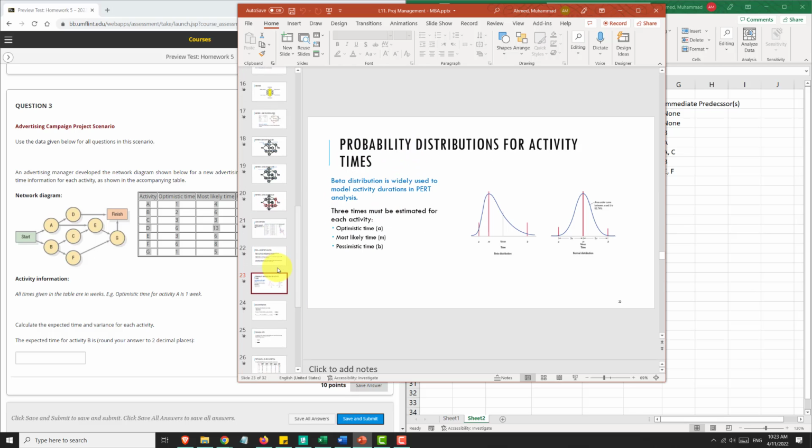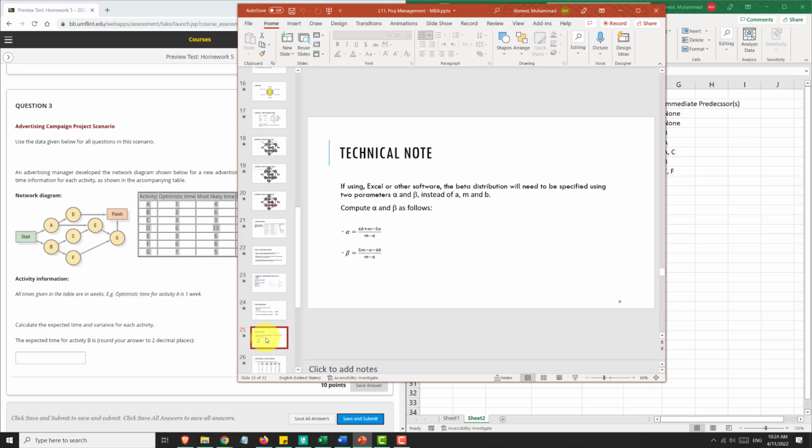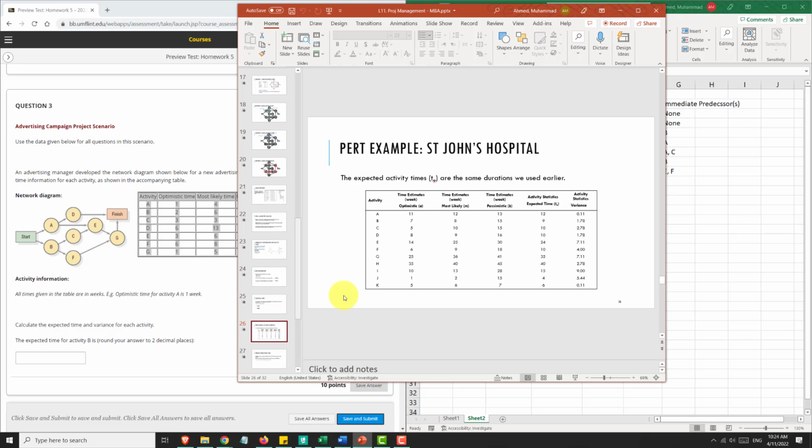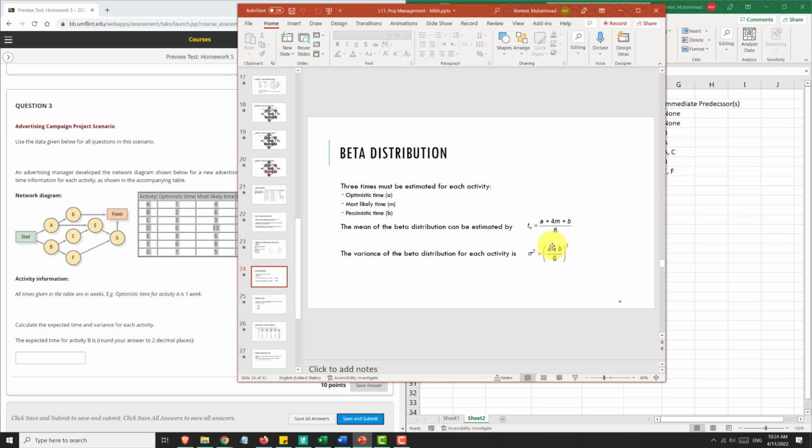so this is the one, optimistic time, most likely time, pessimistic time, and then it tells you that to do this analysis, you need to find the mean time or the average time and the variance as well. Okay. And so you can see here in this example, I have the expected time, which is the same as the average time, and then I have the variance. Okay, so I'm going to change this to variance. Okay, the formulas are given on this slide.